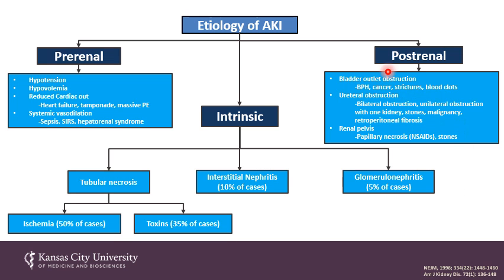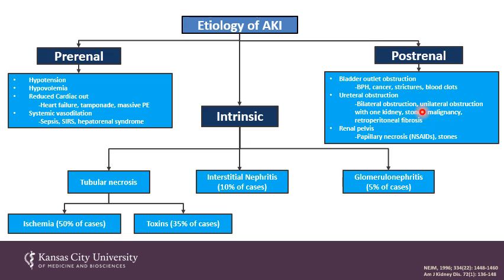And then there's postrenal. Postrenal means that there's some sort of obstruction. The urine is made properly in the kidney, but it can't get removed. It backs up and puts pressure on the kidney. So the patient could have a bladder outlet obstruction because they have an enlarged prostate, or bladder cancer, or a urethral stricture, or they have lots of blood clots in the bladder, or they have ureteral obstruction.